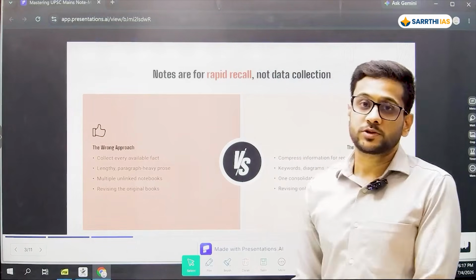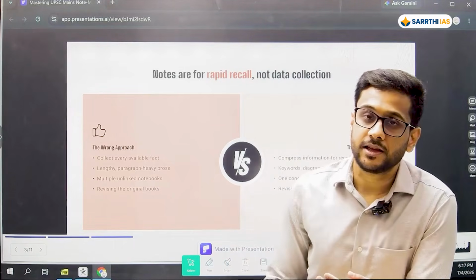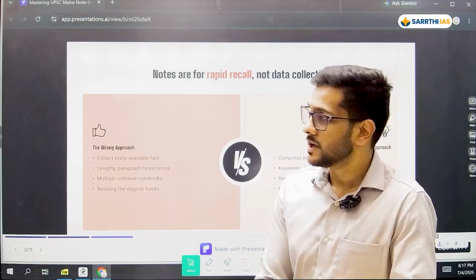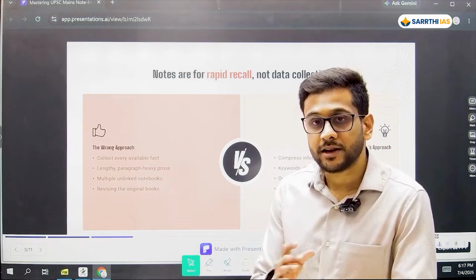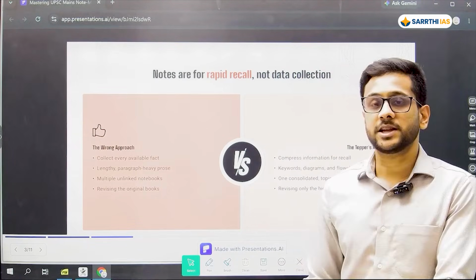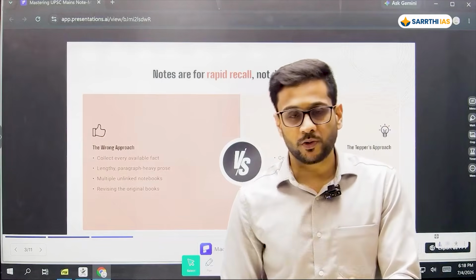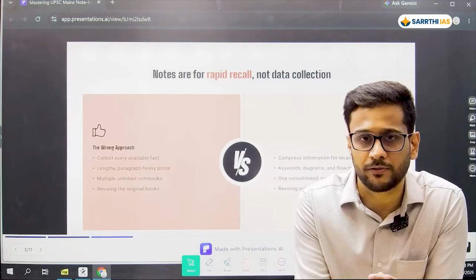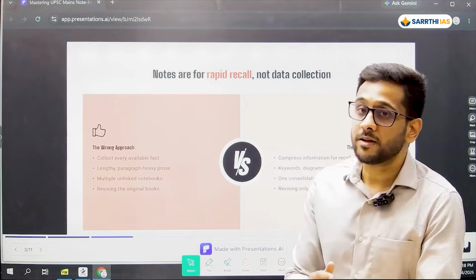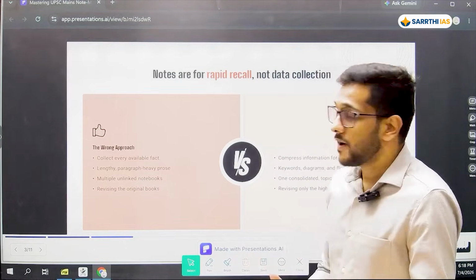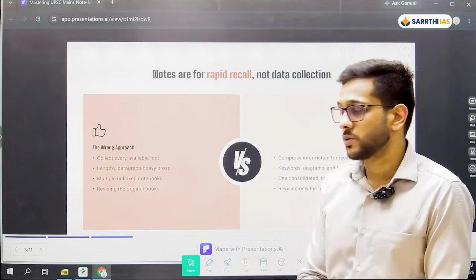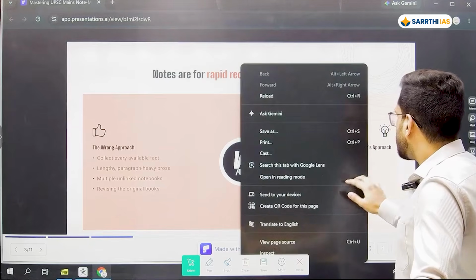Revising the original books. Don't think that just before the mains examination or just before you are appearing for any mock test, you are going to go back and read the standard books and be able to revise them properly. Let's take an example: in GS1 modern history, around 3 to 4 questions come, of around 50 marks, and for that you won't be able to give time to the whole spectrum of 500-600 pages to revise. Don't revise the original book, make notes out of it.